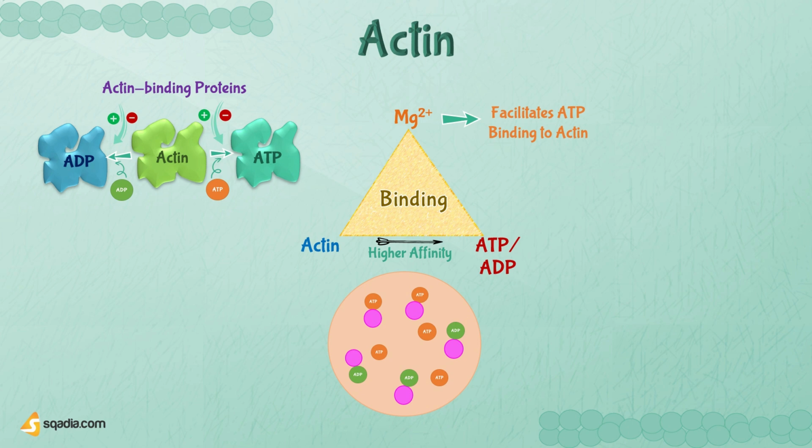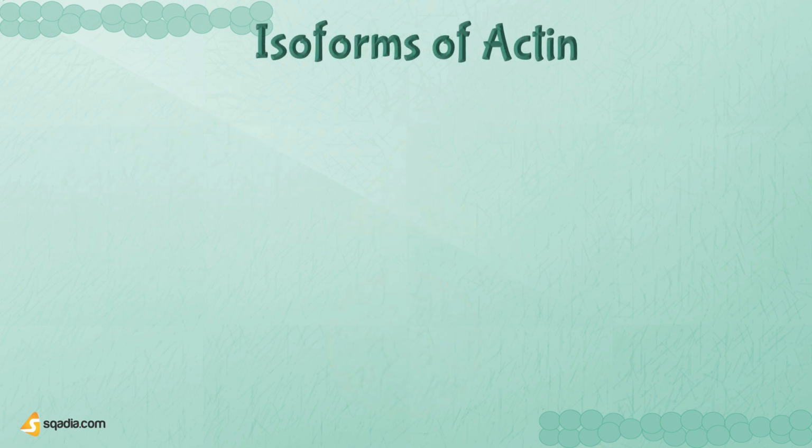Oh, and by the way, ATP actin and ADP actin don't hit the dance floor at the same pace. They've got their own unique moves. By which, I mean that they polymerize at different rates. Now, let's cue the spotlight on actin isoforms. Brace yourself for a diverse cast.